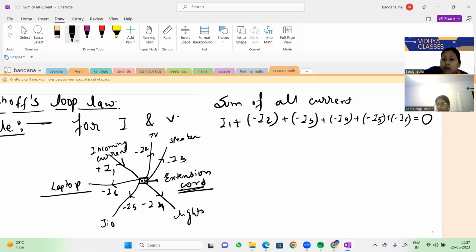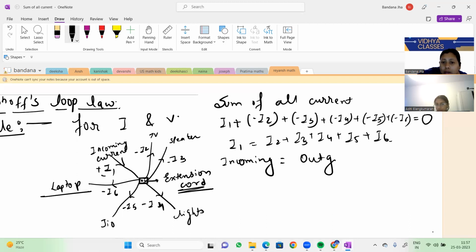So the net will be zero. It means that if I take all the negative terms to this side, I1 is equal to I2 plus I3 plus I4 plus I5 plus I6. So incoming is equal to outgoing.